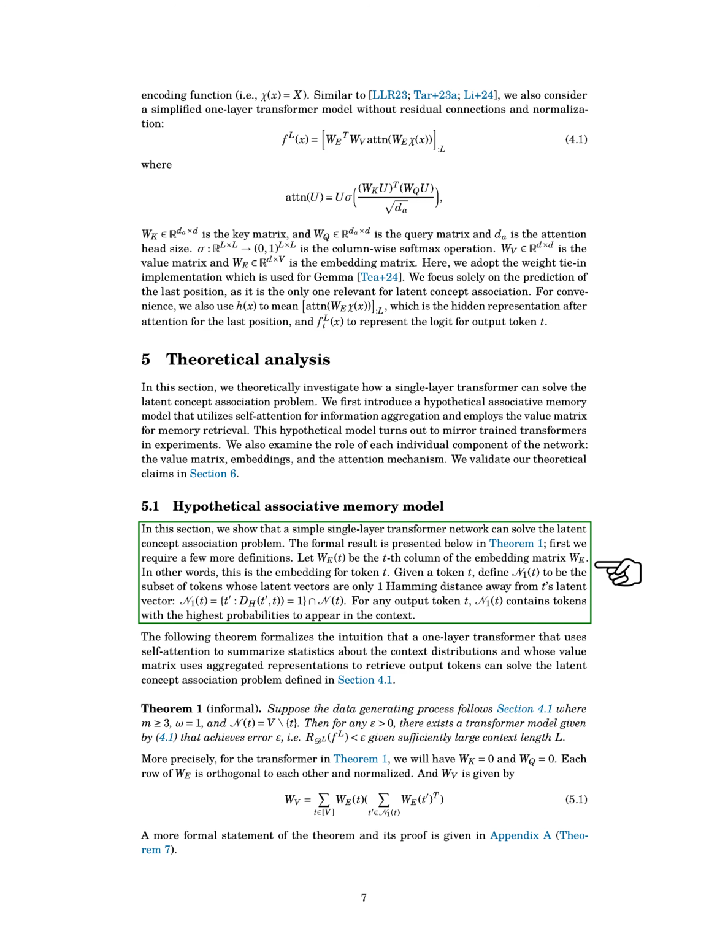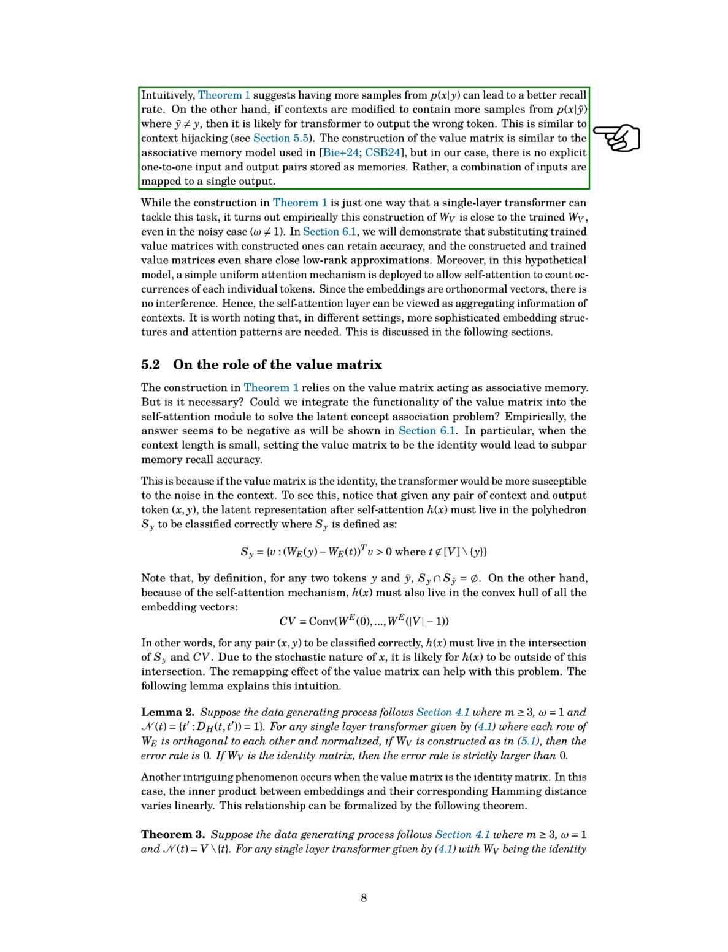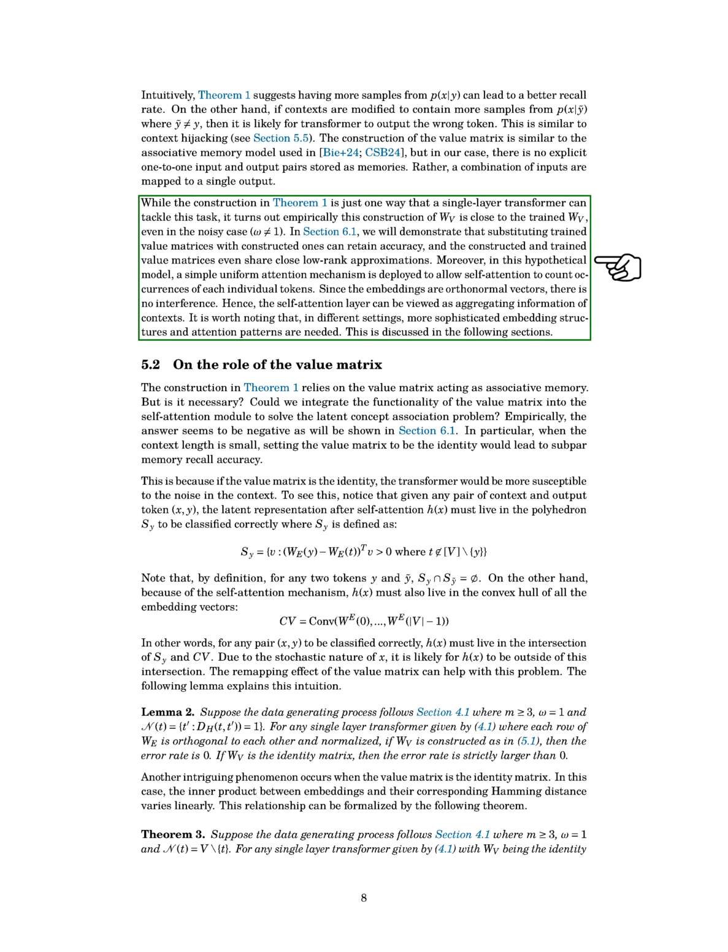In the hypothetical associative memory model, we demonstrate that a simple single-layer transformer can solve the latent concept association problem. We define the embedding for a token and identify tokens with high probabilities to appear in the context. The model utilizes self-attention to summarize context statistics and the value matrix for output token retrieval, effectively addressing the association problem. The construction of the value matrix resembles associative memory models but without explicit input-output pairs. Empirically, this construction aligns closely with trained models, even in noisy scenarios.